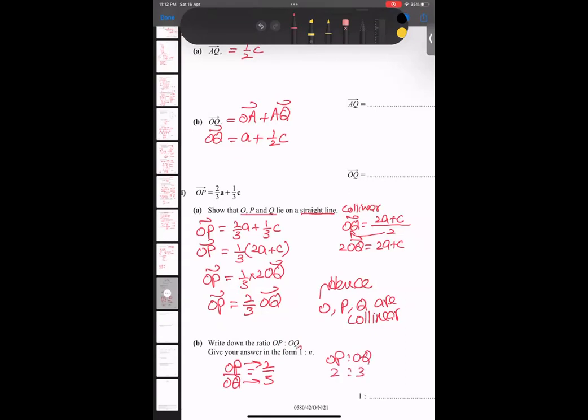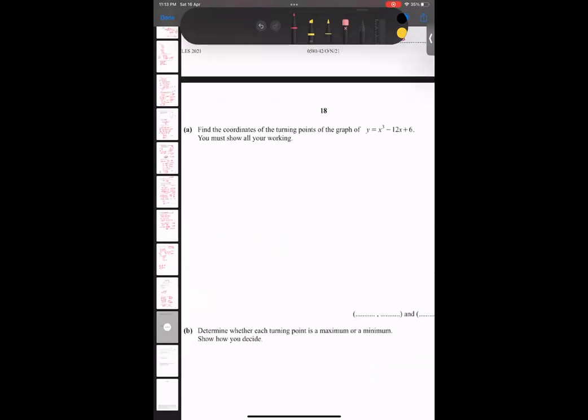But according to the question, I need 1 here. So divide the whole equation by 2. Dividing by 2, we got a 1, and 3 by 2 is 1.5. So we got 1.5. So the n value is 1.5, and that's it. This part is also over.